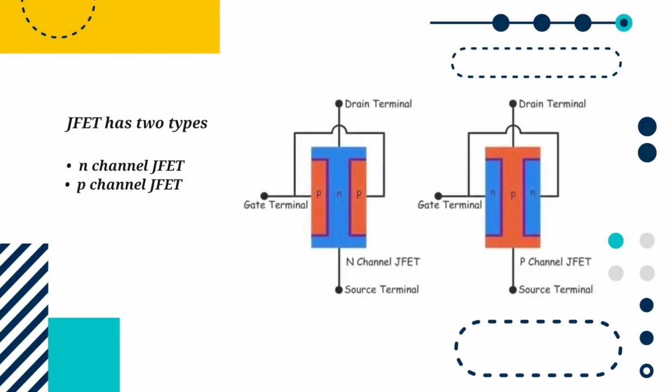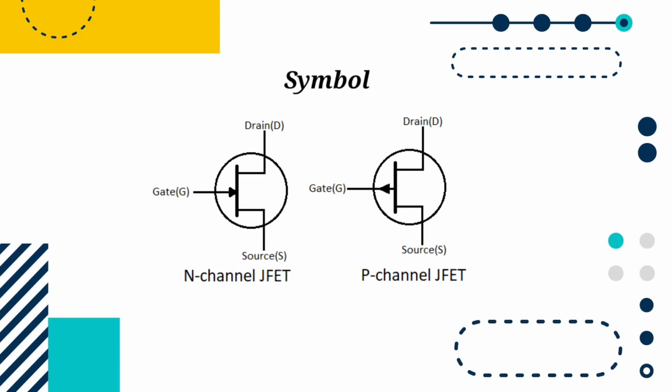Types of JFET: there are two types, N-channel JFET and P-channel JFET. Here we can see the symbols of N-channel JFET and P-channel JFET.